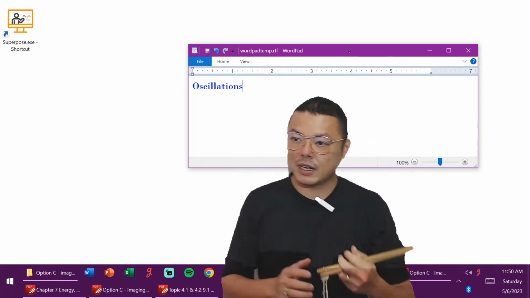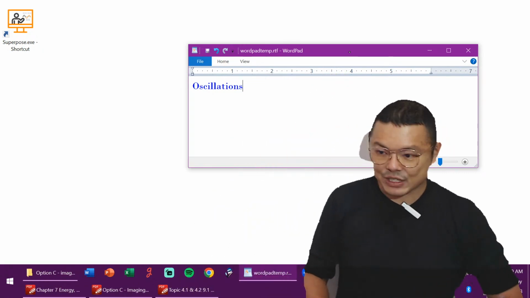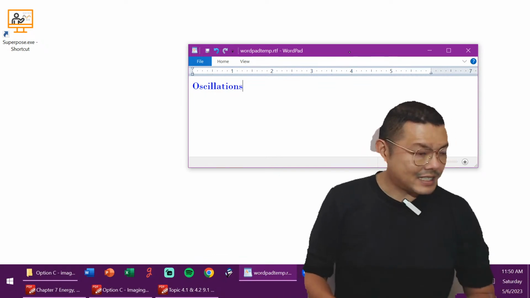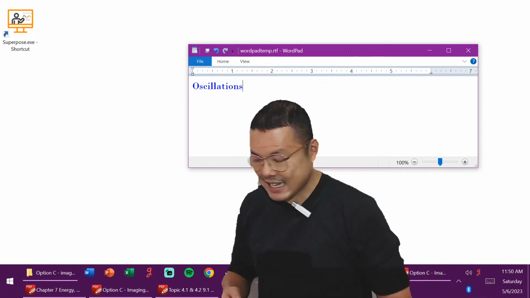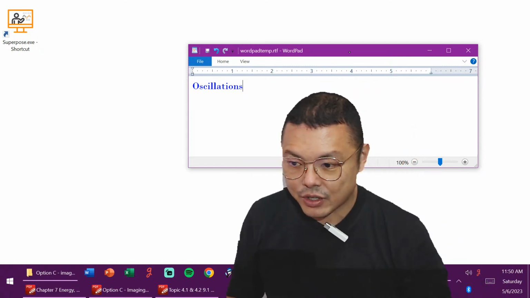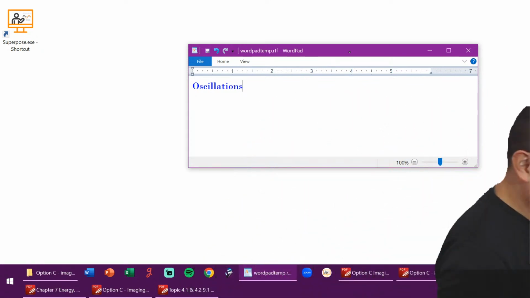So I want you to understand this, okay? Circular motion is not SHM. Circular motion might be a type of oscillation, but it's not SHM. Can you write this down? Circular motion is not SHM.